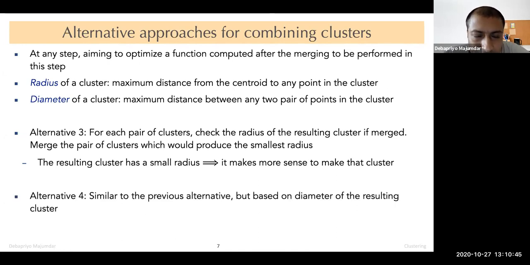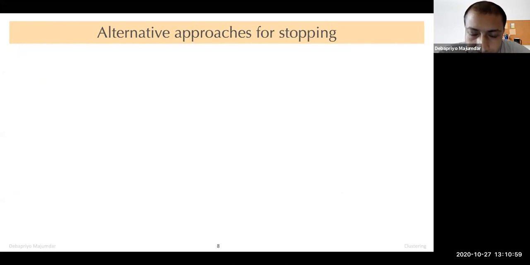Alternative 4 is similar to this, except that instead of radius, you think about the diameter of the resulting cluster. Okay. Any question at this point? Okay. All right. So now let's finish. No, not finish. We were almost finishing, but let's look into what are the alternative approaches for stopping.